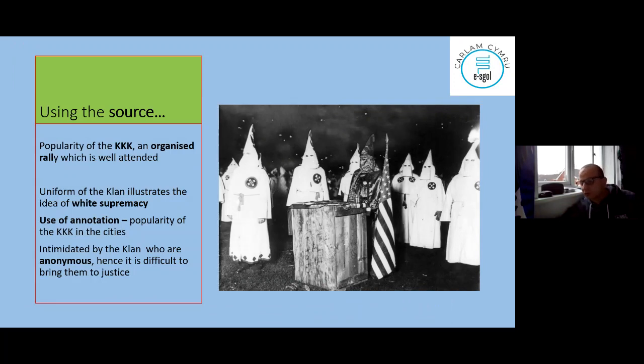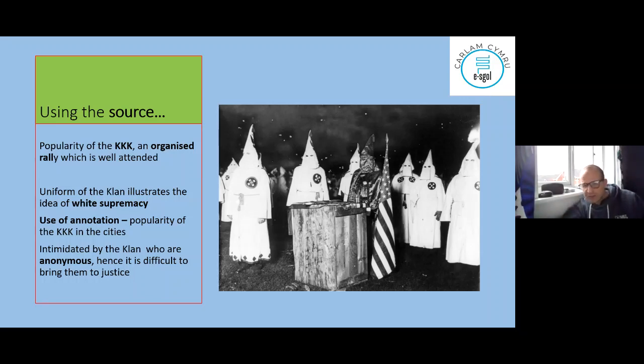The source illustrates or highlights or discusses how popular the Klan are. You can see by the sheer number of participants in the Klan. You sense that it is an organised rally, which is well attended by patriotic and proud people who believe they are defending white supremacy, as seen in the uniform itself as well.